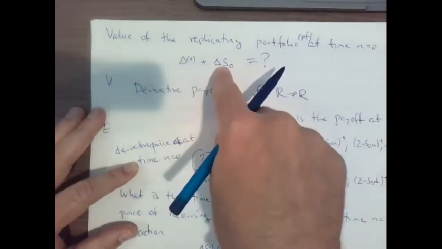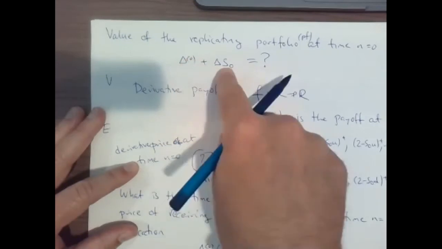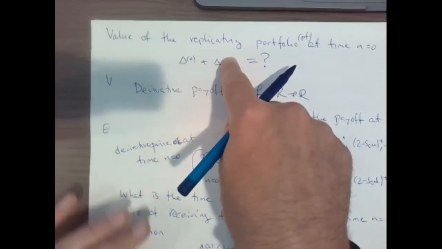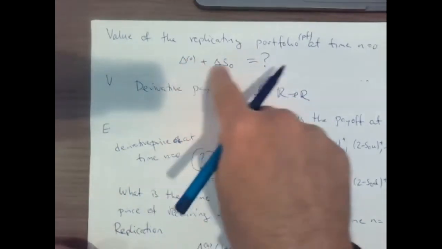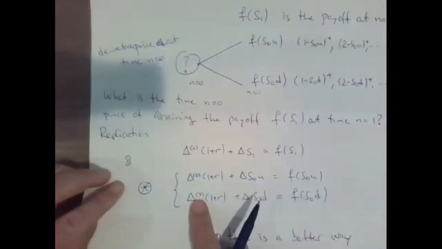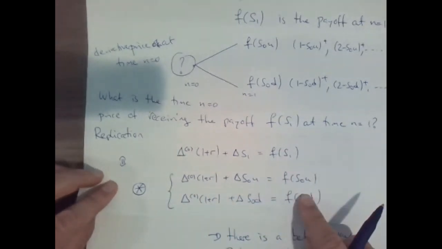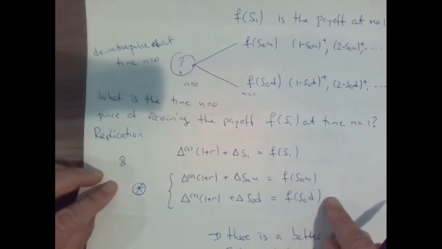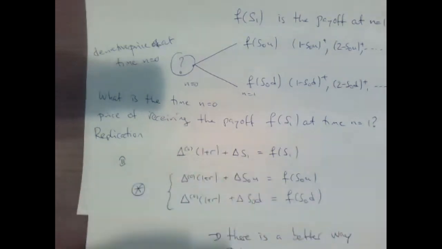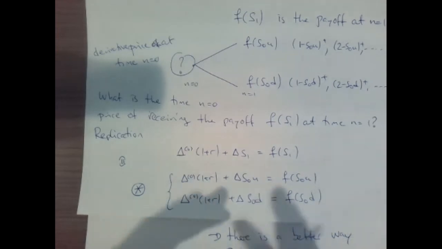To use this formula, I need to know what delta 0 is, and I need to know what delta is. The way I get these two coefficients is by solving these two equations. But for each function f, I get a different set of equations that I have to solve. So I have to solve similar equations over and over and over. I get one set for each function.